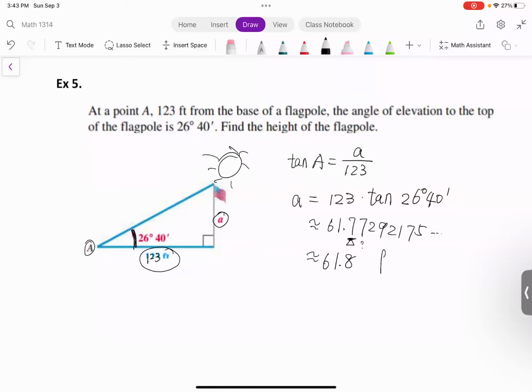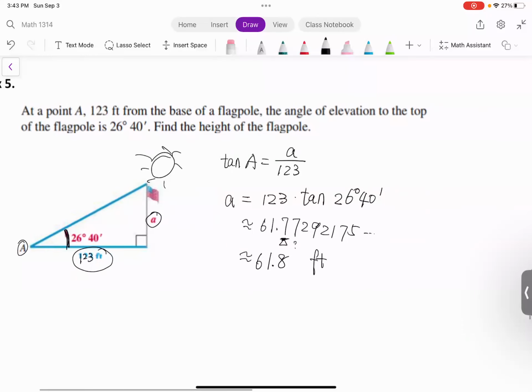This unit is feet. So I solved this one. For example, this one, I round to the nearest tenth. So how about if I ask you to round to the nearest integer or nearest whole number? What should I do? If I say this, I need to stop here and get rid of all the decimals.